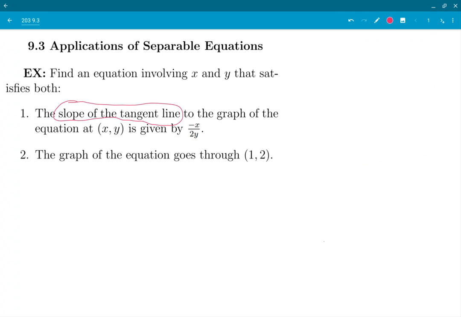Well, that is dy over dx, right? And we're told that that is equal to negative x over 2y. So dy over dx is equal to negative x over 2y. And we have this extra information. When x is 1, y is 2. So let's write that down. When x equals 1, y is equal to 2.